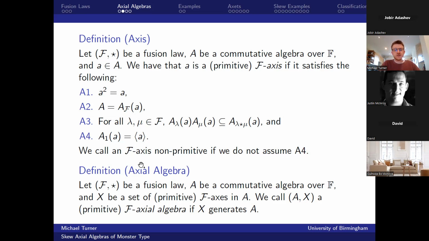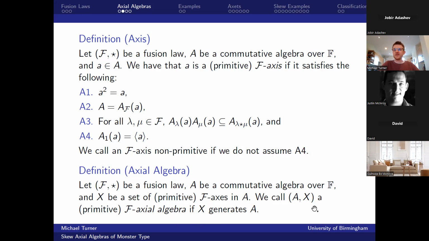And with this, we can define an axial algebra. So again, we've got this fusion law F, we've got a commutative algebra A over the field, and now we've got this set X, which is just a collection of F-axes in A. We don't need to take the whole set of F-axes. We can just take as many as we want, or as few as we want. For this talk, X is going to have cardinality 2, so we're only going to take 2 axes. And we call the pair (A, X) an F-axial algebra if X generates A.